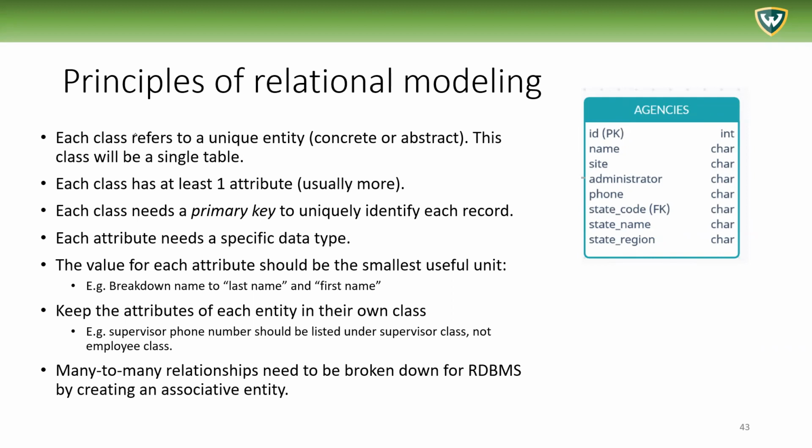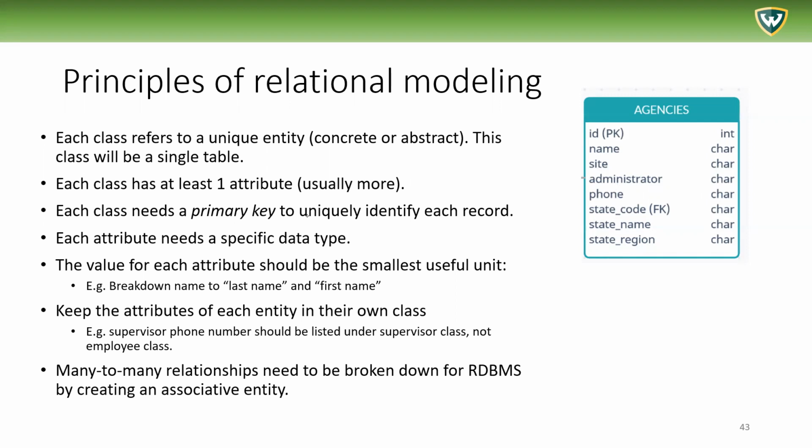That is, each particular class like this is going to be translated into a table when we actually implement it into a database. Each class or entity has at least one attribute, usually more. So a class without attributes doesn't make sense. We probably don't need it. So the class is kind of defined by its attributes. If you just have one attribute, you might consider putting that attribute in another, separate class.